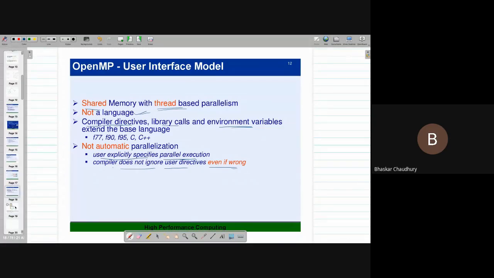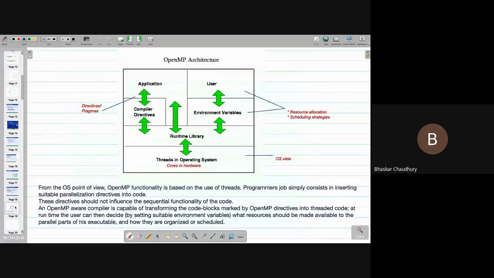Now, let us look into this in a more broad sense. If I have to really look into the OpenMP architecture, there are three views which are important. One is the programmer's view, you can call it the application developer view. Then there is a user view, the user who is using that application, and then there is the operating system view.